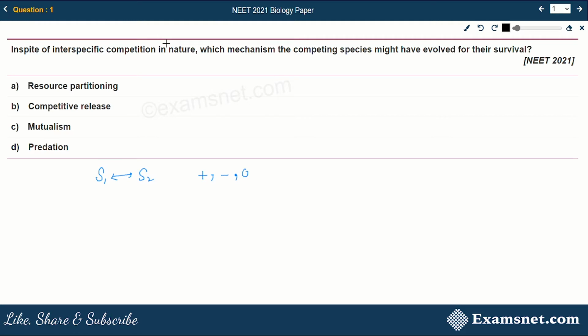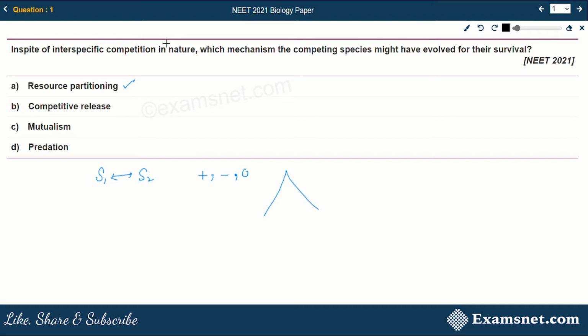Okay, but here we have to name the mechanism that the competing species have developed to survive without disturbing each other. Okay, and such a mechanism is called resource partitioning. So what happens in resource partitioning?